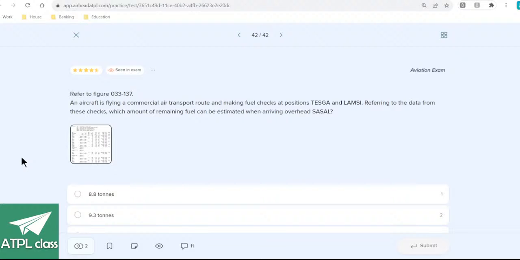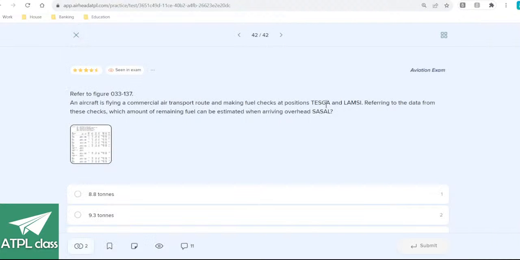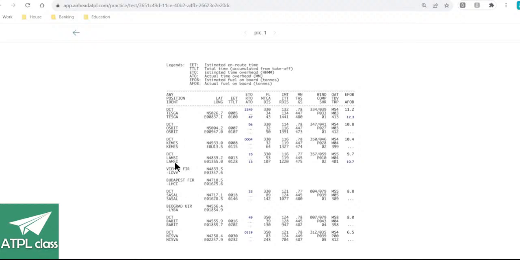An aircraft is flying a commercial air transport route and making fuel checks at Tesga and Lamsey. Referring to the data from these checks, which amount of fuel could be estimated over Sasal? Tesga, actual fuel on board 12.3. Tesga equals 12.3. At Lamsey, we've got 10.7.